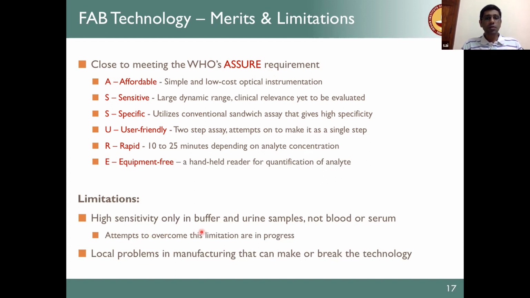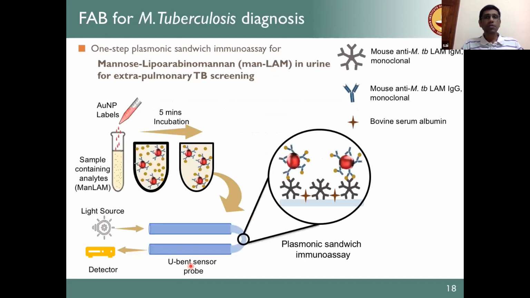So far the results are only within buffer, but not in serum. For serum, we definitely have to dilute it 100 times so that the diffusion limitations can be overcome. And for the manufacturing, we are slowly inching towards it; the technology development will show. We have just done an actual analyte detection, of course, in laboratory settings. The analyte is called lipoarabinomannan, which is a TB marker in urine.